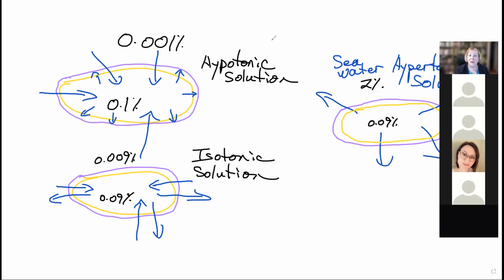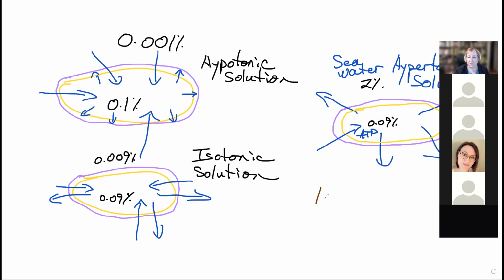Interestingly enough, they have a number of ways of adapting to this, but their favorite way is to actively pump water back in. So as fast as it goes out, they pump it back in, and they have to use energy to do it. But that's how they survive in a hypertonic solution. Isn't that cool?